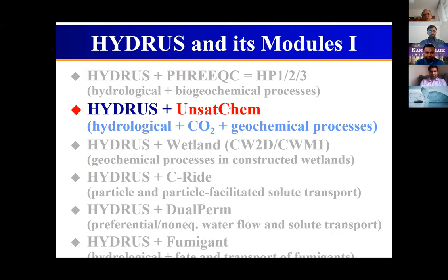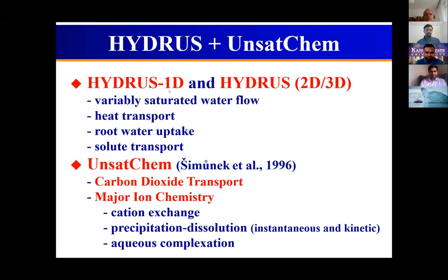Okay, the other model is called UNSATCHEM. That's a simpler model. It also simulates geochemical reactions, but deals only with the main cations, so main ions. It includes, in addition to flow, heat transport, root water uptake, solute transport, and it deals also with carbon dioxide transport and major ion chemistry. And so it can be used for different applications which involve salinization, for example, or sodification during irrigation, or reclamation of these, or disposal of different produced water during different mining operations, etc. So there are a lot of applications for this module.